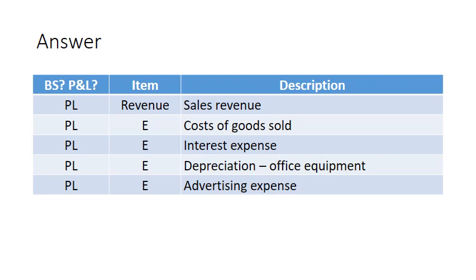Depreciation for office equipment. Take note, accumulated depreciation and depreciation are two different things. They're related, but they're different. Accumulated depreciation is a negative asset, whereas depreciation is an expense. Here it is an expense and falls under P&L. Advertising expense, same thing. The word is expense, so it falls under P&L. Just remember, anything that's an expense falls under P&L.